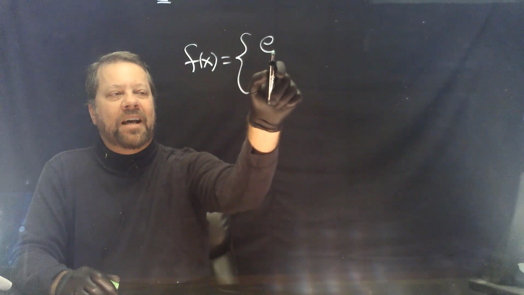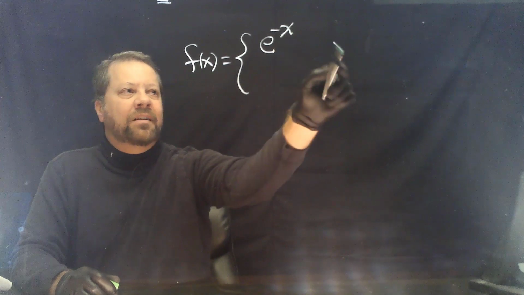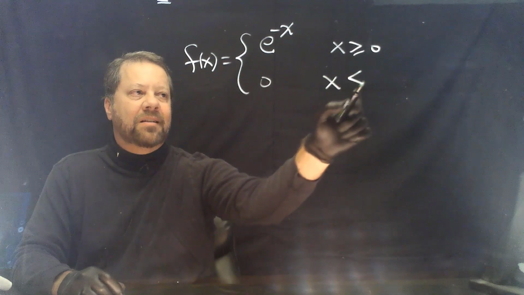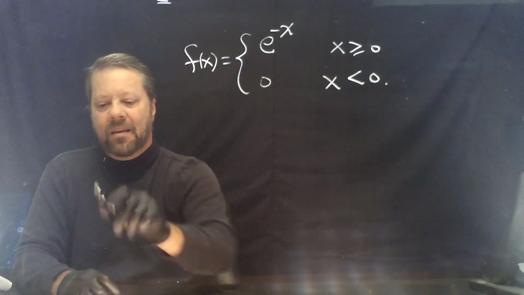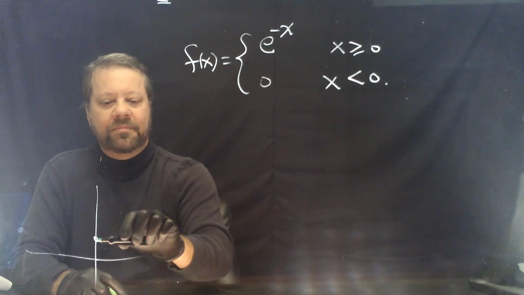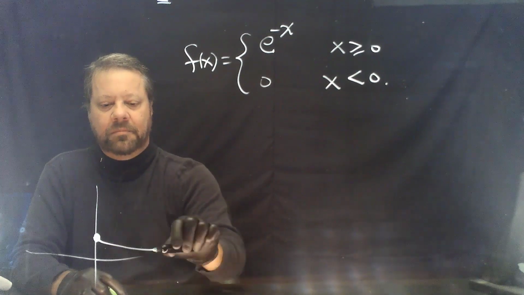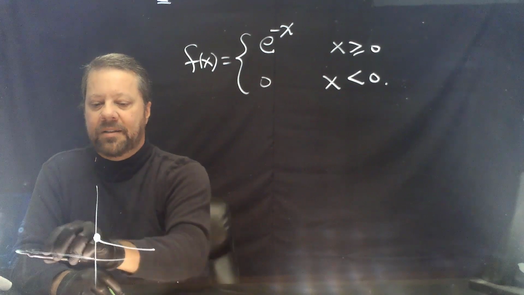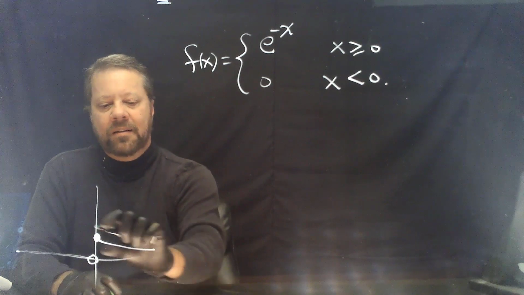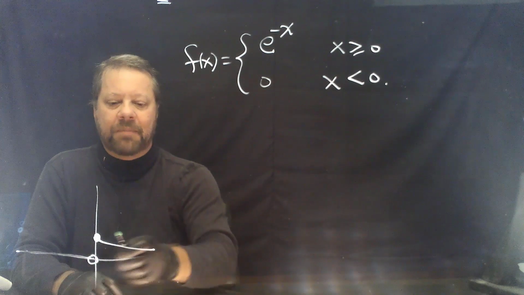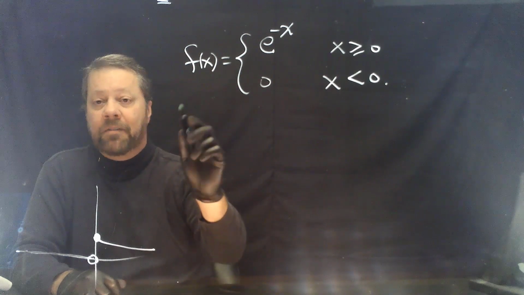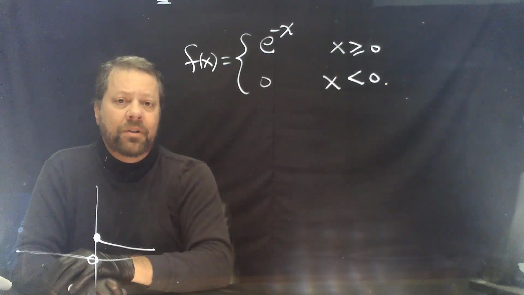Let's suppose we have e to the negative x when x is greater than or equal to 0, and 0 when x is less than 0. So the function decays to 0 and is 0 for negative values. This is going to be integrable. It'll trap a finite area if we integrate this. So the complex form of the Fourier transform should apply here.